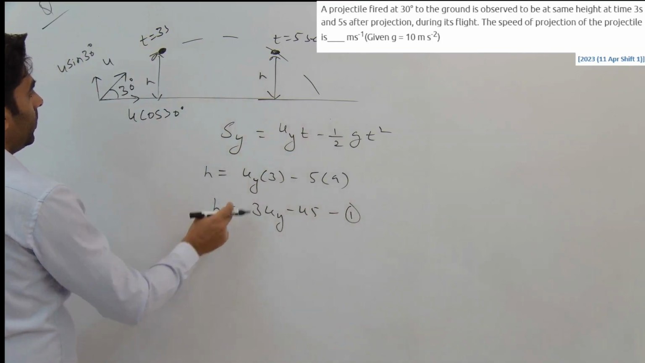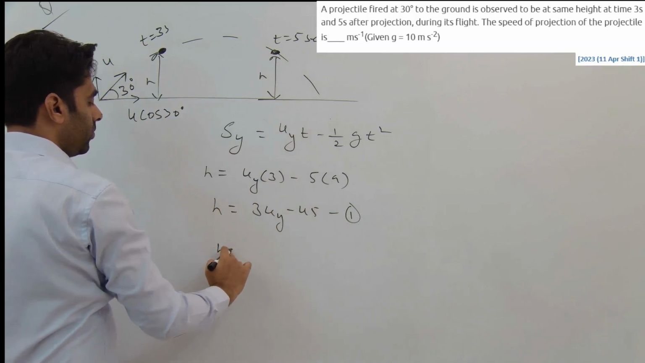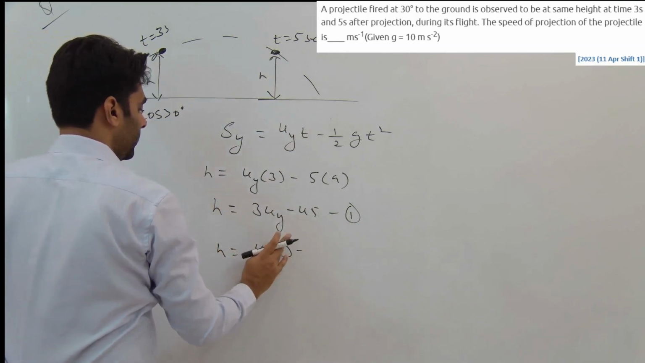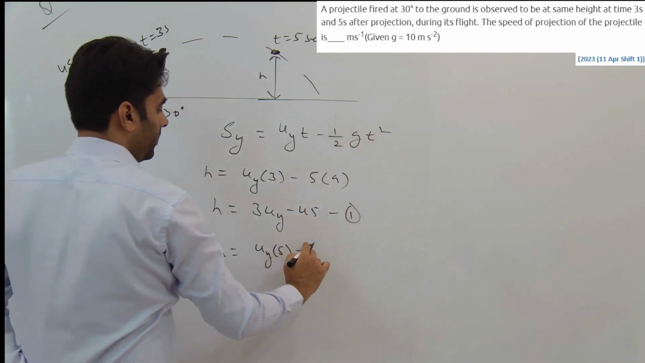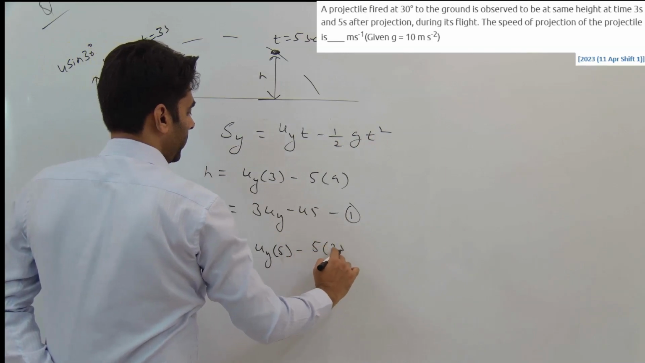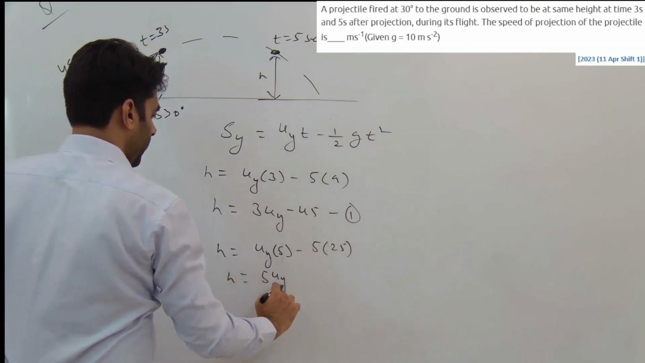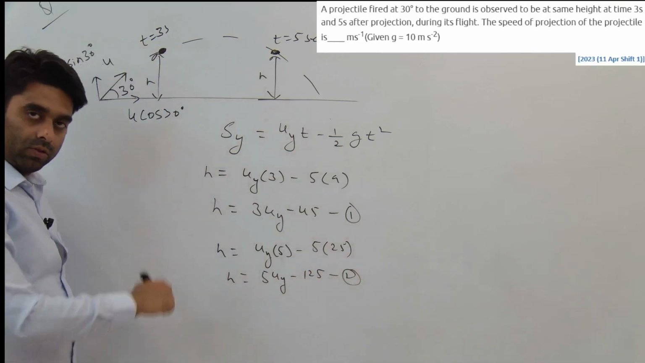Second, we can write down again at t equals 5 seconds, y direction displacement is h. So h is equal to uy into 5 minus 1 by 2 into g, that is again 5 into 5 square is 25. So what do we get? h is equal to 5 uy minus 125. Okay. This is what we got.